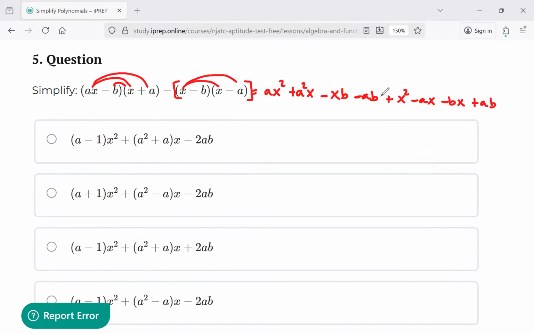Oh, and then we have to distribute this minus, it's minus 1. So this would be negative x squared, positive ax, positive bx, minus ab. And then bring this down. And what do you get?